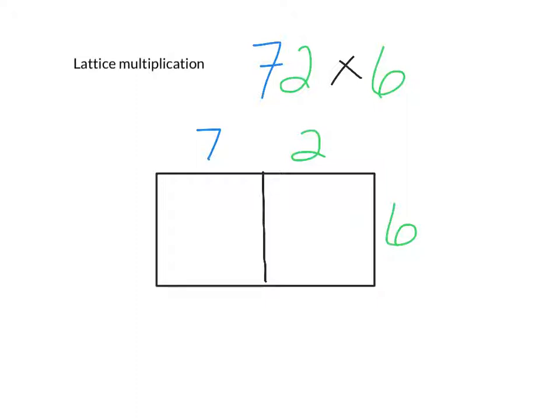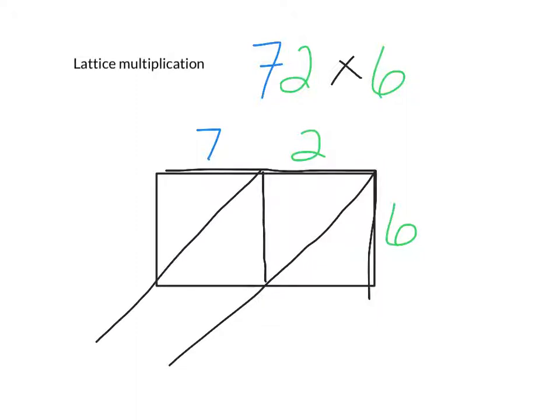And the key is that however many place values you have in your first number that you're multiplying, that's how many columns you have. And the number of place values in your second number, that's how many rows you have. So because I'm doing a 2-digit by a 1-digit, my rectangle is 2 by 1. So I have 72 times 6, and I'm going to draw my diagonals here so we can keep track of the place value.